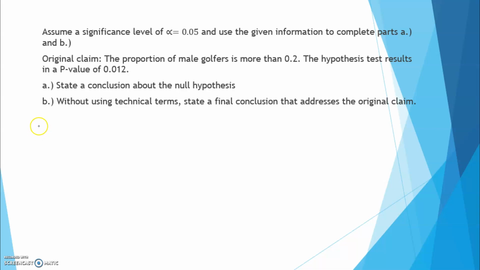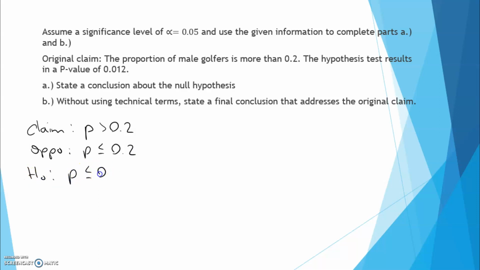Well, my original claim is p is greater than 0.2. The opposite of that is p is less than or equal to 0.2. H sub 0 will be p is less than or equal to 0.2. H sub 1 will be p is greater than 0.2. The original claim is with H sub 1.